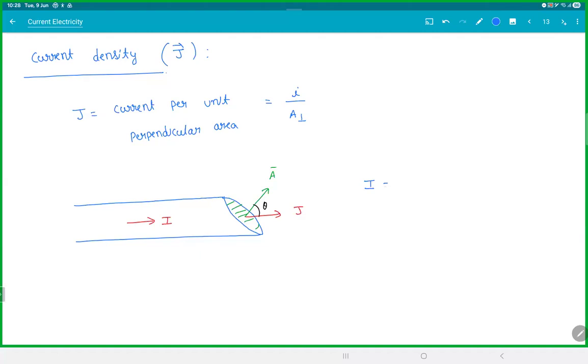So current I is given by J bar dot A bar, which is JA cos theta. So current is not a vector quantity, but current density is a vector quantity. The direction of J bar is along the current.